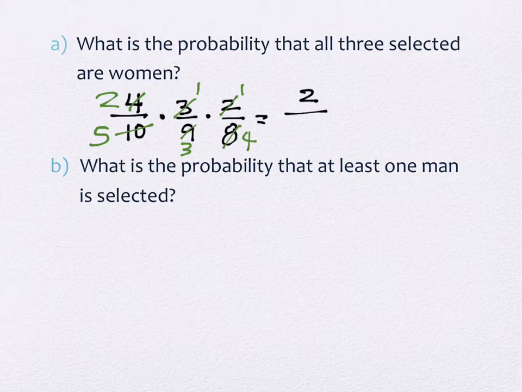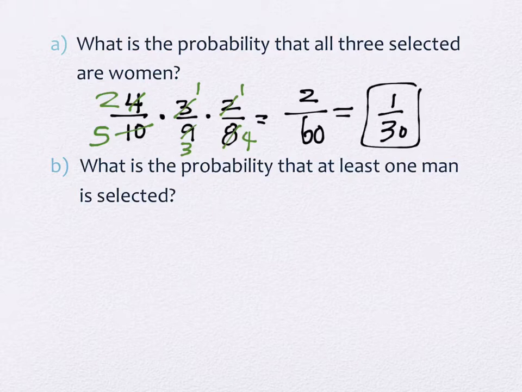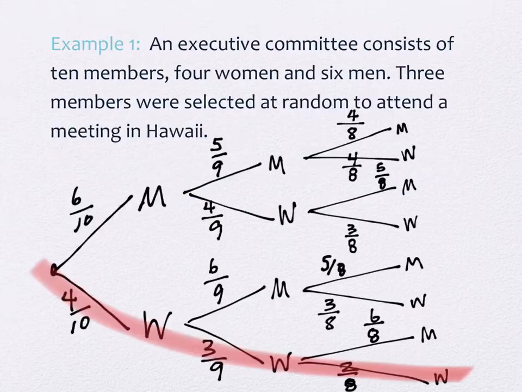I have 2 on the top. I have 60 on the bottom, which is 1/30. Not real likely, right? 1 out of 30 chance that all 3 are women who are going to this particular conference or meeting or whatever. But B is an interesting question. B says, what is the probability that at least one man is selected?